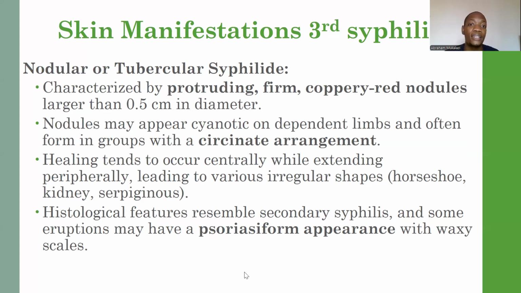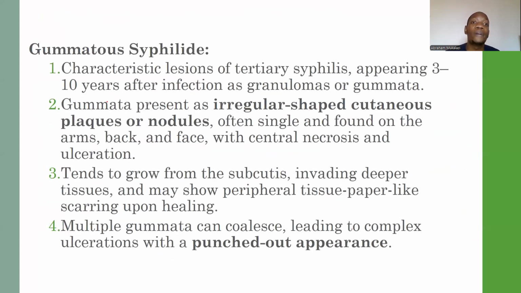In this case, they can also have a psoriasiform appearance. And then you can also have the gummatous syphilis. So in this case, you have lesions appearing about 3 to 10 years after the initial infection, and there will be gummata or the gummas. And these are granulomatous lesions. So they can present with irregular shaped cutaneous plaques or nodules, oftentimes single, but can also be found on the back, the arms, the face, and sometimes they can also have central necrosis and ulceration, ending up like the wounds you see in cutaneous tuberculosis.